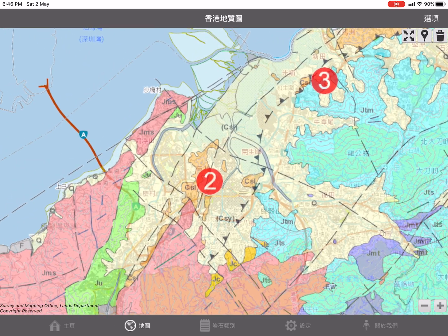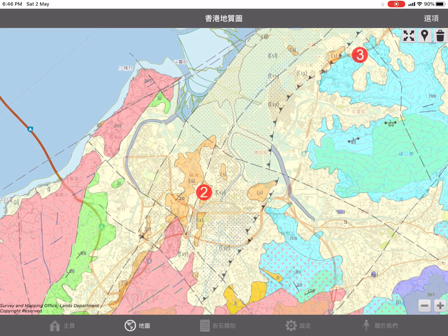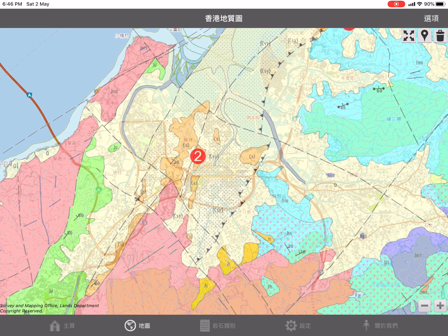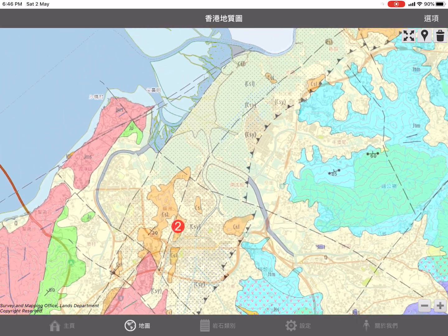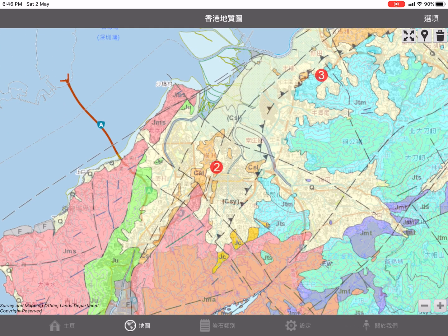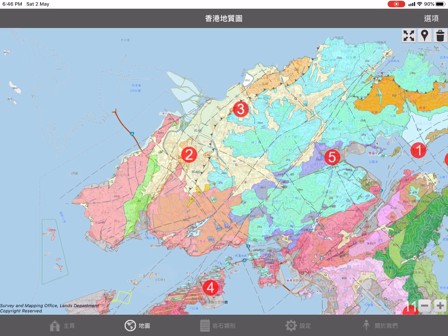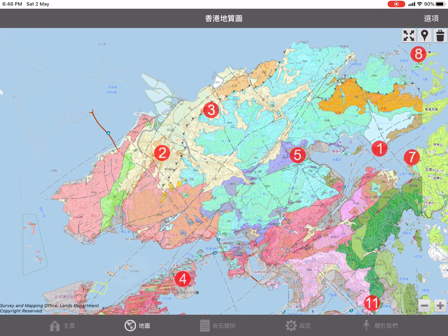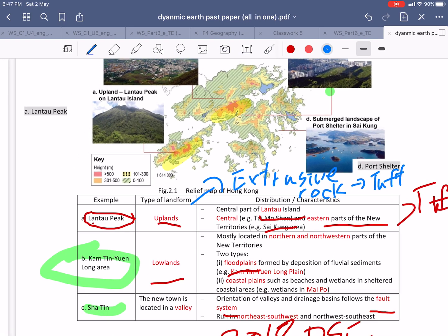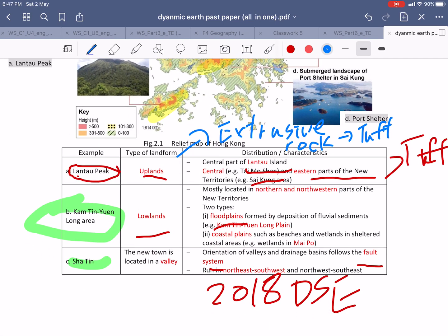You can see the sedimentary rock is taking place here, okay. You can see how Wang Chau and Mai Po are full of sedimentary rock, okay. But not all are sedimentary rock, okay. There are some granites as well, so we cannot say rigidly that all the lowland is made up of sedimentary rock, also granite, okay. But you can say that the Kam Tin and Yuen Long area is made up of lowland, and most of the lowland is located in the north and northwestern part of the New Territories.